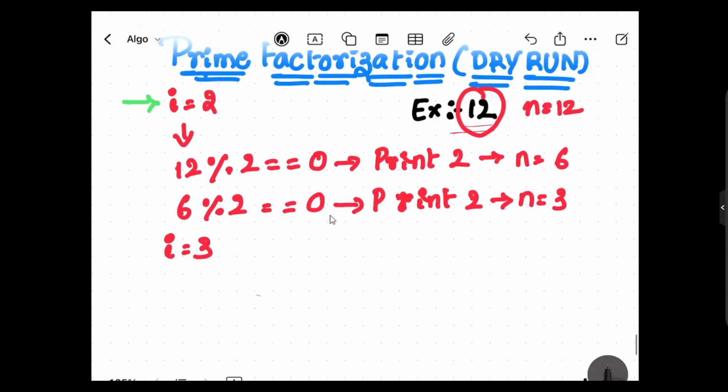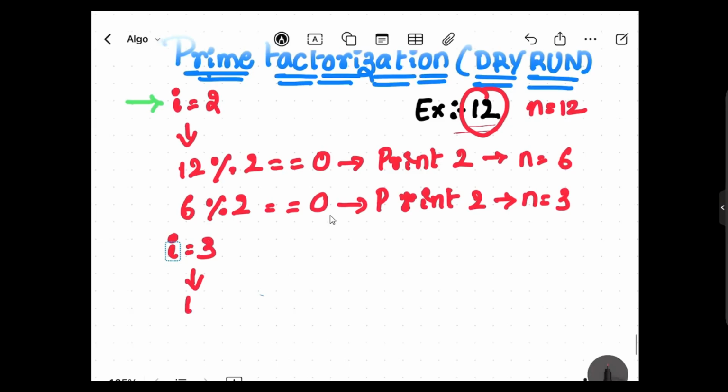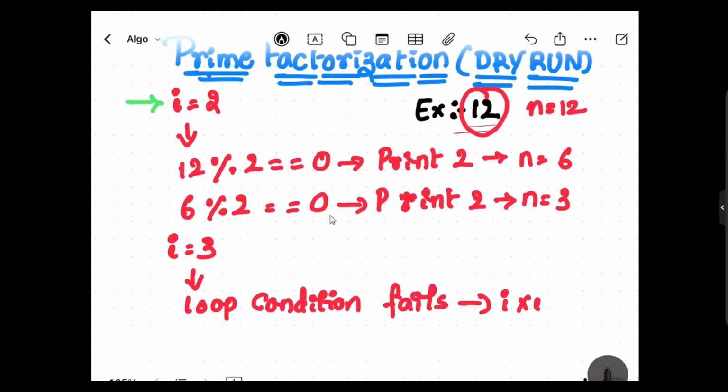Now let's move on with i equals 3. Here the loop condition fails because i into i is greater than n, right? Let me write this down: loop condition fails because i into i is greater than n. i into i should be less than or equal to n for the loop to continue.